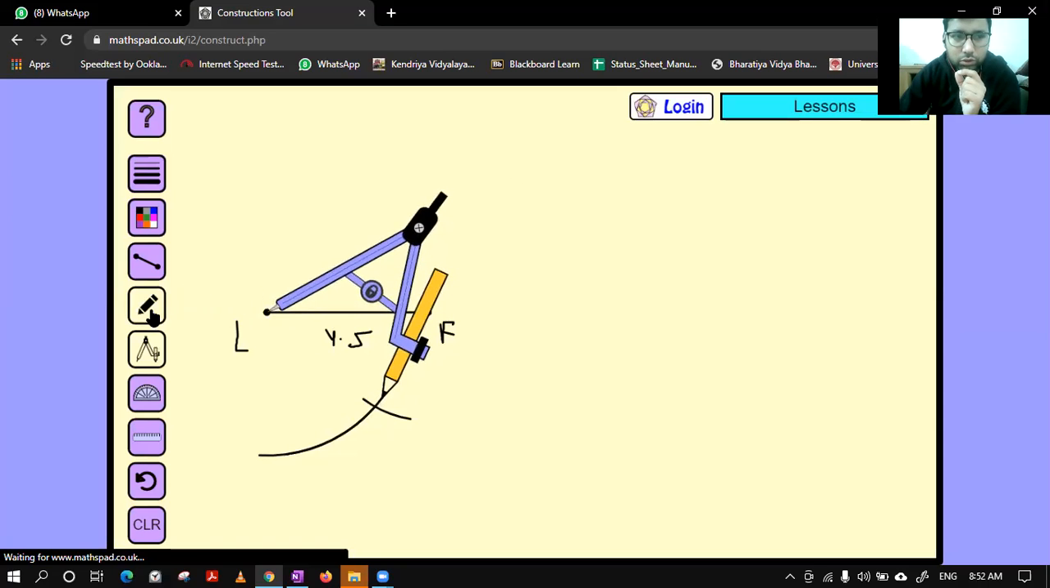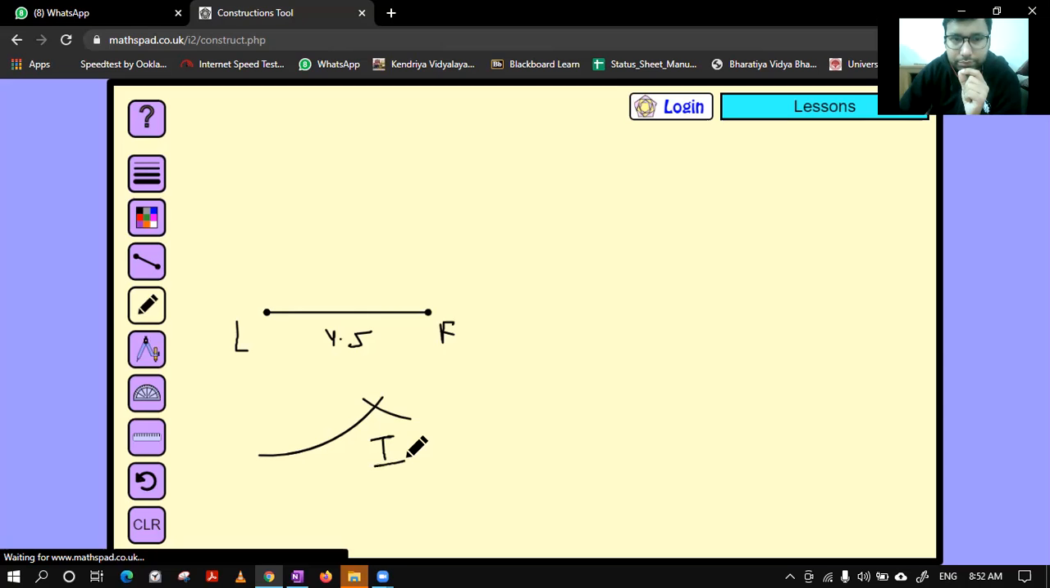Okay, now we have got this, so this is the point I. We can join these using this scale and pencil. My scale cannot go in the slanting way, that's why I am going like this and this. So the lower triangle is done. Now what about the upper triangle?